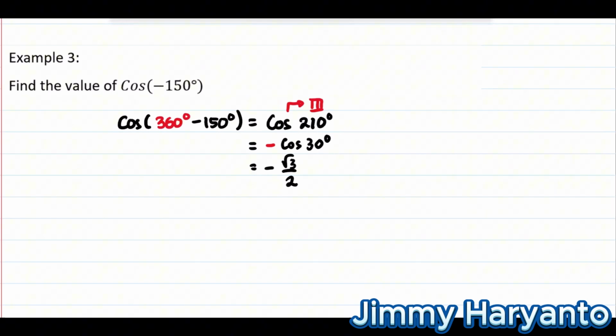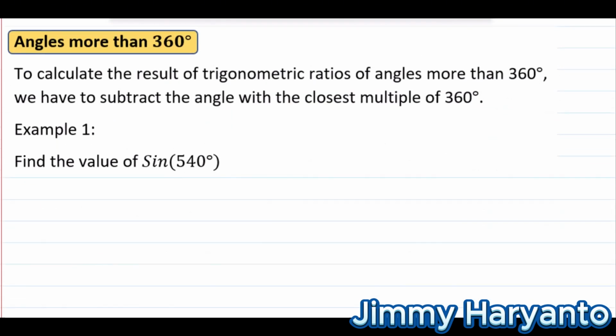There you go. Next is angles more than 360 degrees. To calculate the result of trigonometric ratios of angles more than 360 degrees, we have to subtract the closest multiple of 360 degrees from the angle.